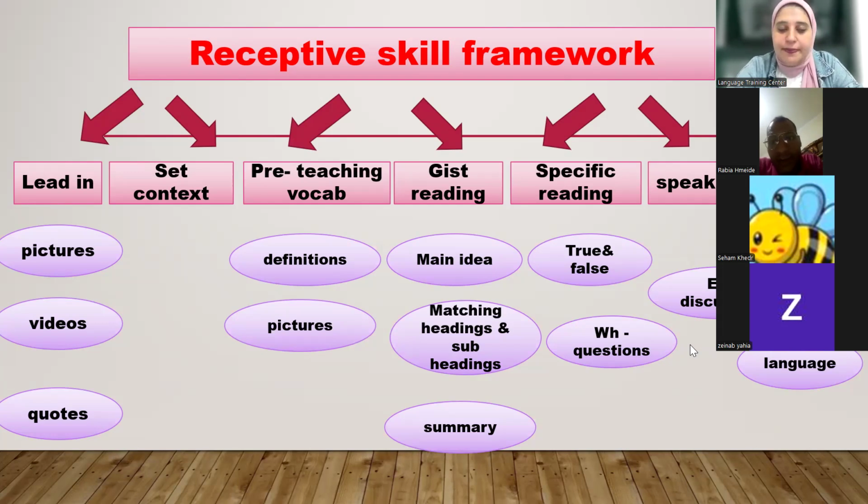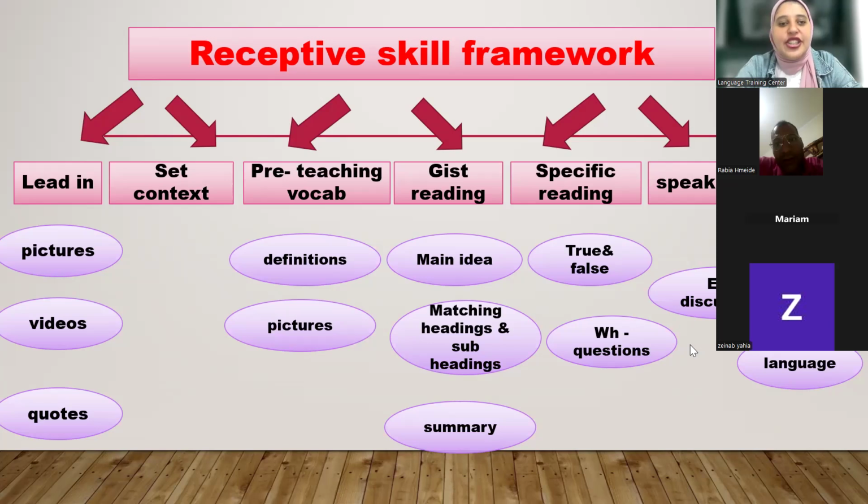Yes, Mr. Rabia. What is the difference between feedback and reflection? I got confused between them. Is reflection for the students or for the teachers? No, reflection is for teachers. For example, if I'm giving you now the session for teachers, I can ask you for reflection.